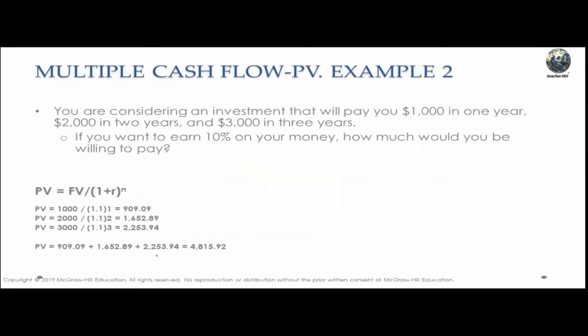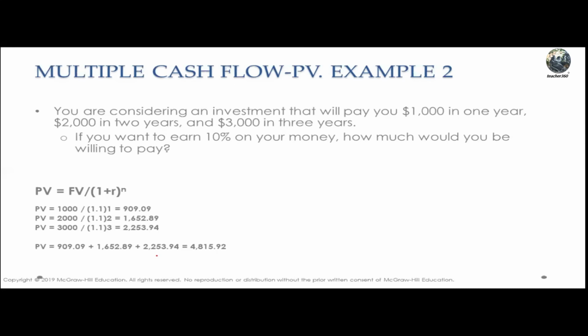This is another example of multiple cash flows of present value. You are considering an investment that will pay you $1,000 in 1 year, $2,000 in 2 years, $3,000 in 3 years. So if you want to earn 10% on your money, how much would you be willing to pay?